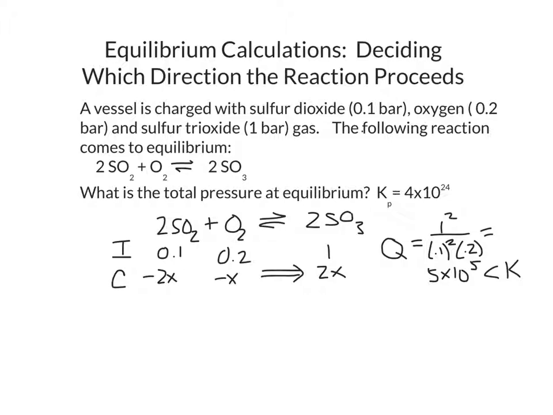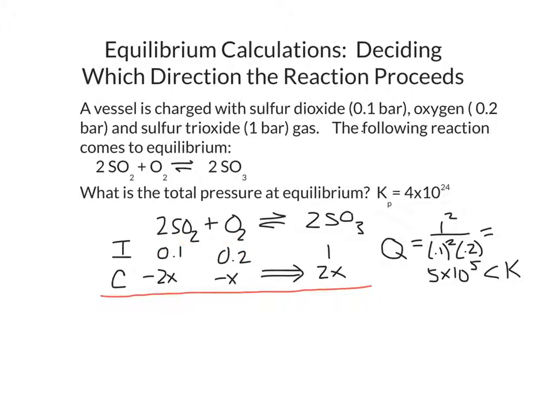So it would behoove me to actually do the limiting reagent problem and to start my equilibrium all the way over at products, because I have a large value of K, and so I know I'm going to end up with almost all products and very, very few reactants at equilibrium. So I know I'm going to proceed to make products, and so I need to know which of my reactants is the limiting reagent.